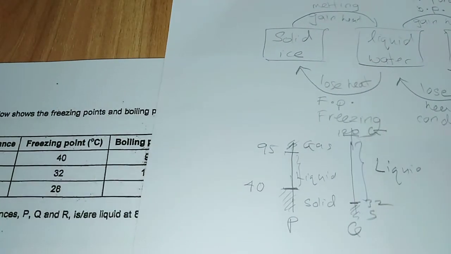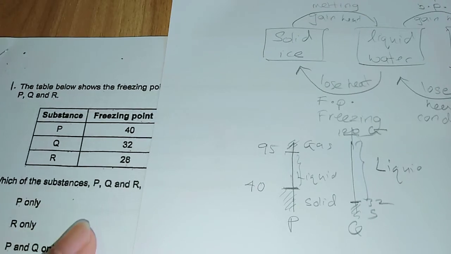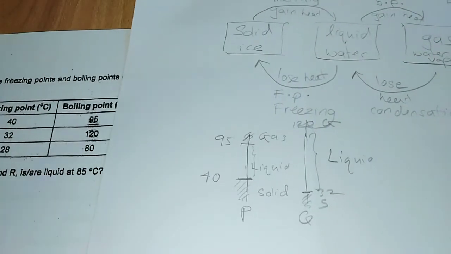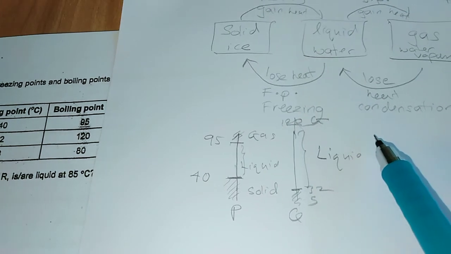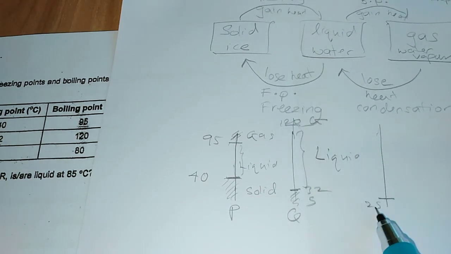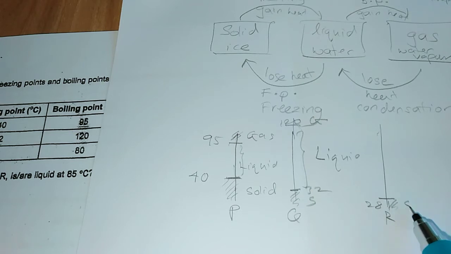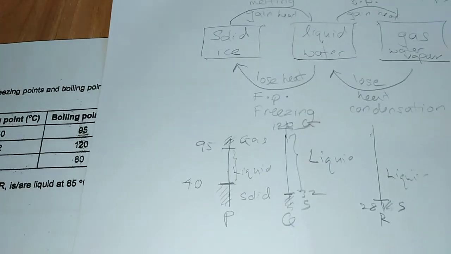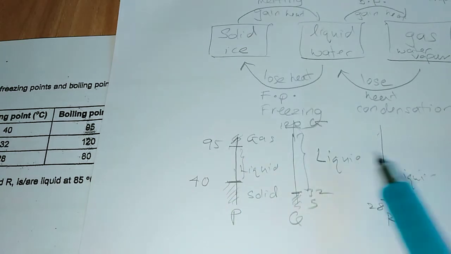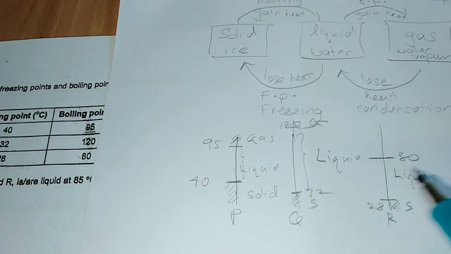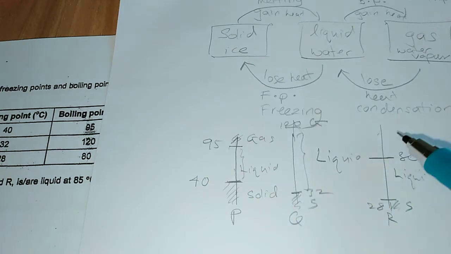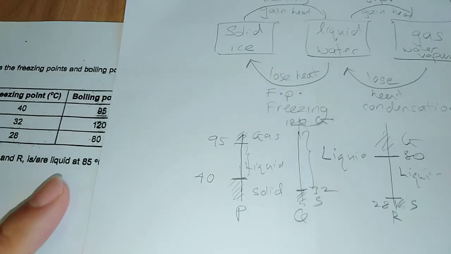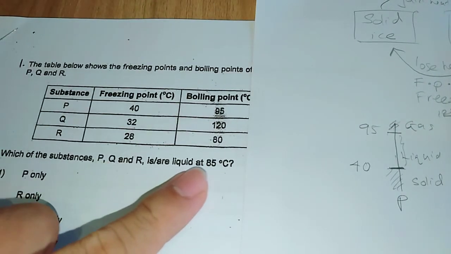Okay. And last part will be R at 28 and at 80. So where will I put 28? 28 is below 32. Alright. So 28 is here. Is R. So this part here is solid. This part is liquid. And then at 80 degrees Celsius, it is the boiling point. So 80 degrees will be below 95. So 80 will be somewhere here. Okay, notice how I use this and I put them side by side for comparison. Here will be gas.